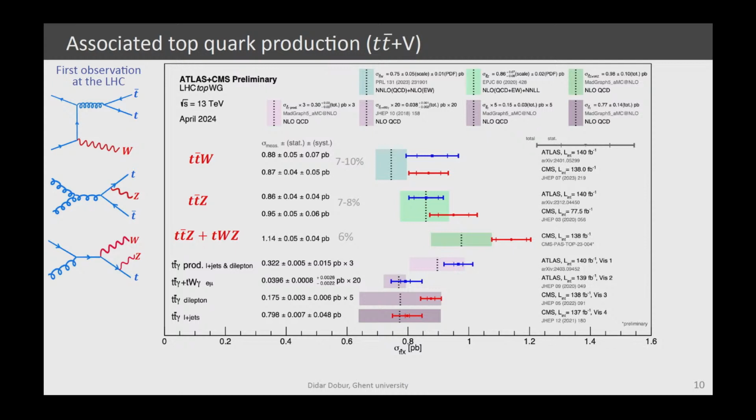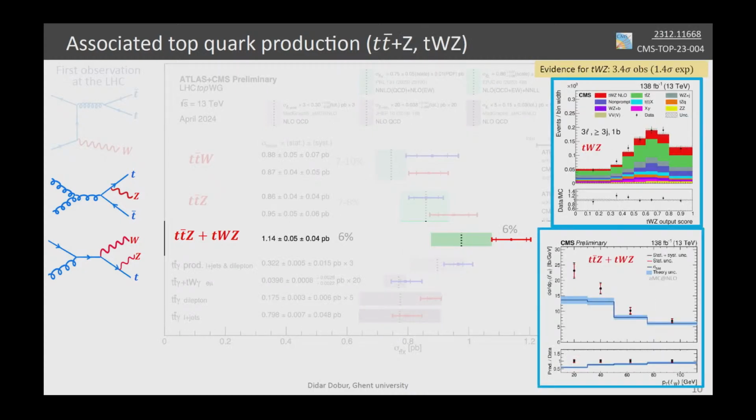And there have also been theoretical presentations at this conference trying to close this gap, taking care of the higher order corrections to these theoretical predictions. The TTZ has been measured down to 7-8%, and there we have nicely agreeing measurements with the theoretical predictions. Here I would like to highlight the latest measurement from CMS, where we measure TTZ together with TWZ down to 6% precision.